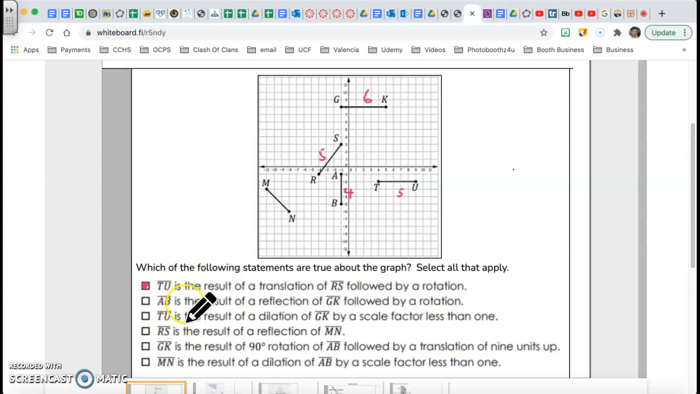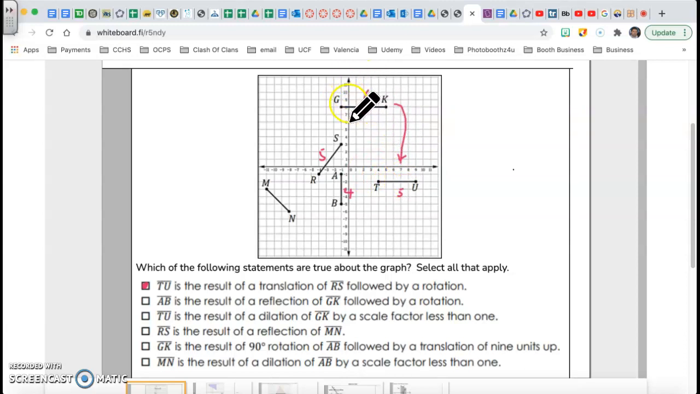Next one. TU is the result of a dilation of GK by a scale factor less than 1. Interesting. TU is this horizontal segment. They're saying they're going from GK to TU, dilating by less than 1. Makes sense. They're horizontal, so they have the same direction. TU is 5, which is less than 6.